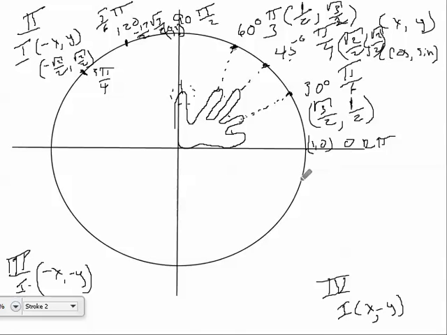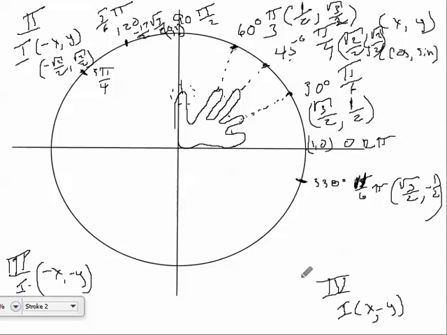So the one right here, the very last one here at 330 degrees, or at, how do I say this? Well, it is 5 over 6 pi. No, that's not right. It's 11 over 6 pi, because it's almost 2 pi. 11 over 6 pi. The x and y value here is going to be square root of 3 over 2, comma, negative 1 half.